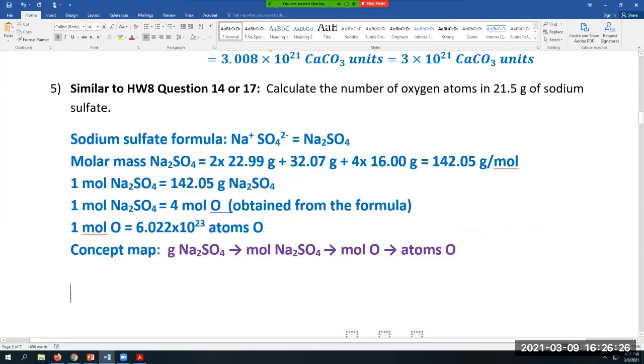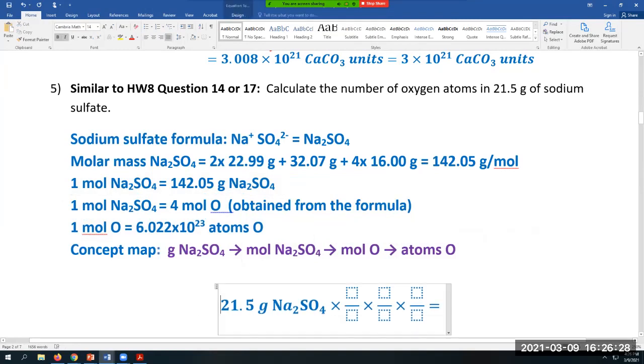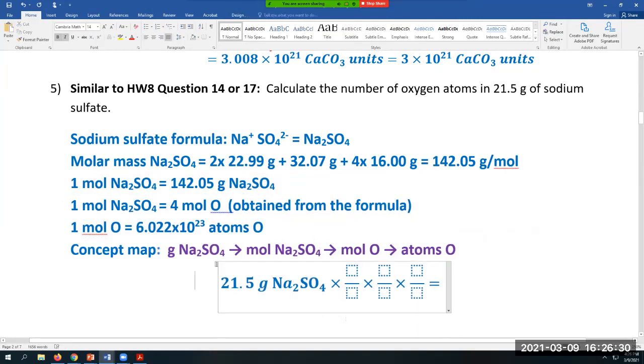So let's start the calculation. As always, you start the calculation with the given amount. The given amount here is 21.5 grams of sodium sulfate, the whole thing here. As always, this is in the numerator, even though it shows up here in the middle, it is like having a line under and a 1 in the denominator. So please see this as the numerator.